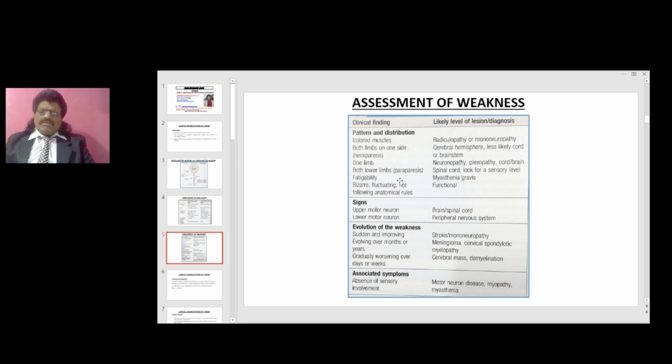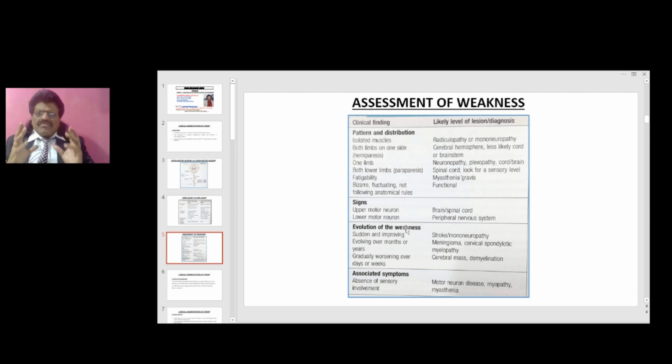If there is fatigability, it is myasthenia gravis. That means in the morning they are all right, but as the day goes on, they become weaker and weaker, which is known as fatigability, very classic of myasthenia gravis. If it is bizarre, fluctuating, not following anatomical tracks, it is functional. So signs, if it is upper motor neuron, obviously it has to be corticobulbar fibers or corticospinal fibers, that means brain and spinal cord. If it is lower motor neuron lesion, that means it is the peripheral nervous system.